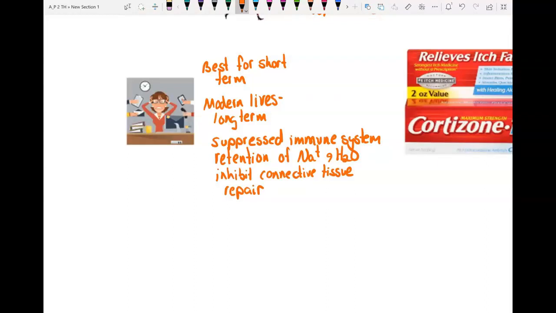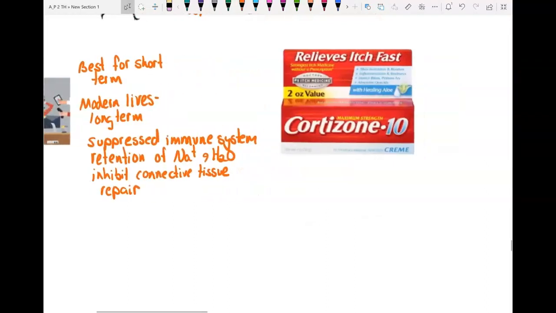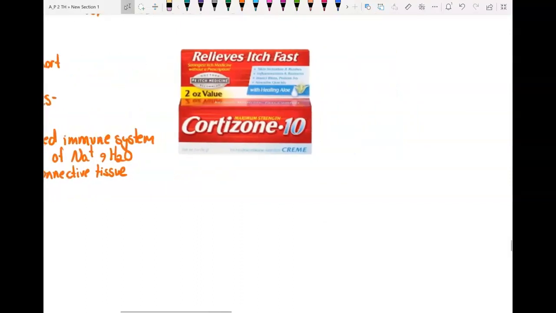Now there is one good effect of this though that we actually utilize, and that is decreased inflammation. Inflammation is part of your immune response. So inflammation is kind of a branch of the immune system. And since long-term stress does inhibit the immune system, it also decreases inflammation. And we take advantage of this in medicine.